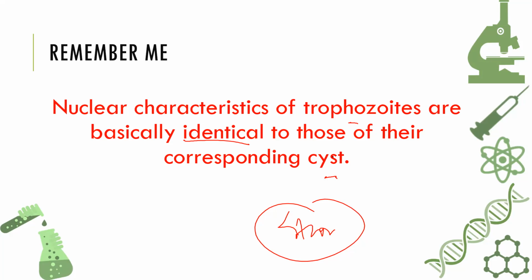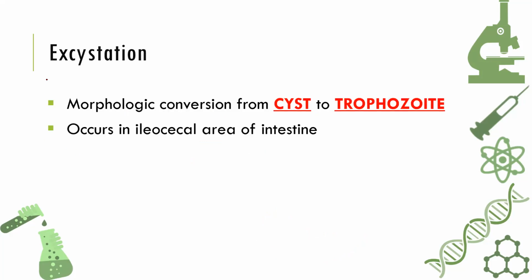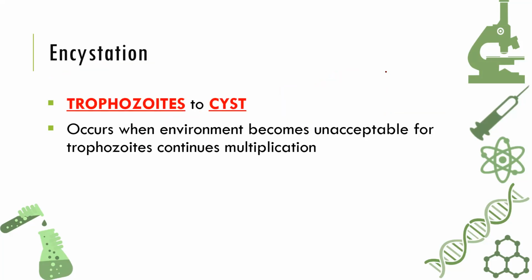So, what is this? When we say excystation, this is a morphological transformation, or simply a morphological conversion, from a cystic stage going to a trophozoite stage. And it usually occurs in the ileocecal area of the intestine. Remember, excystation is from cyst to trophozoite. And when we say encystation, that is the other way around, from trophozoite to cyst.